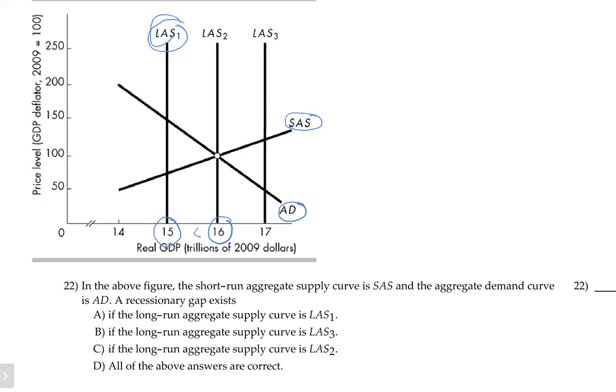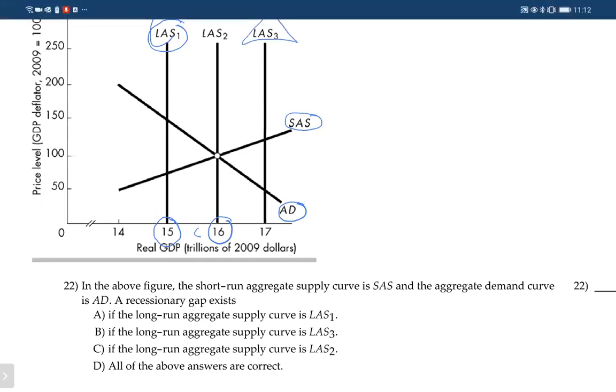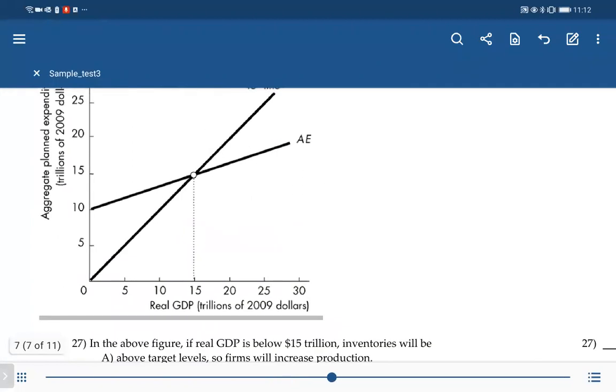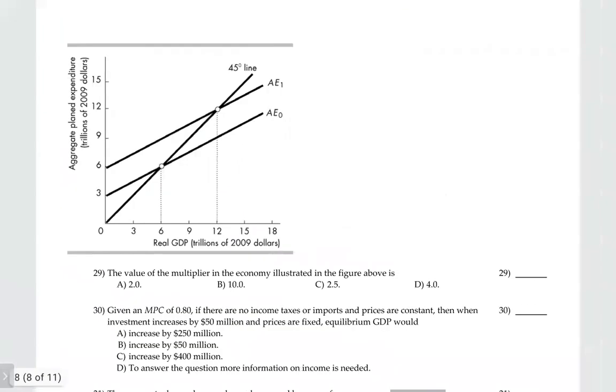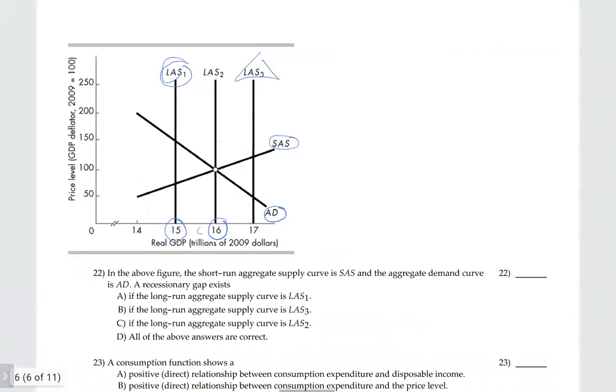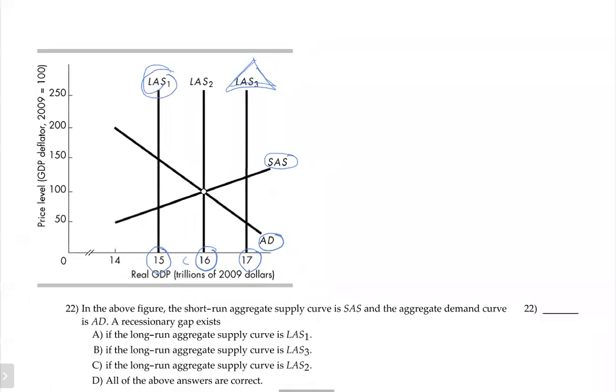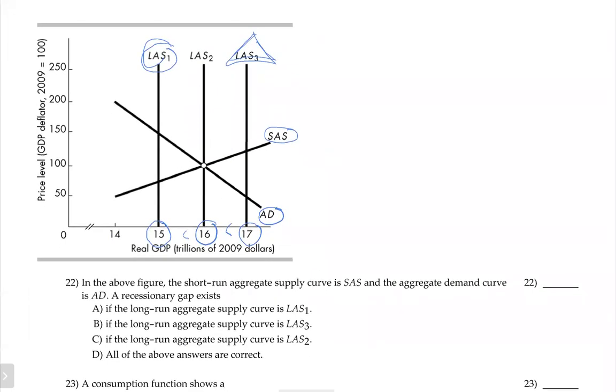So now if we look here, okay, the long run aggregate supply is given by LAS3. So now you can see the potential GDP is 17. Now we produce less than our potential GDP. So then we are in the recessionary gap. So the answer is B. Okay, so this is 22.